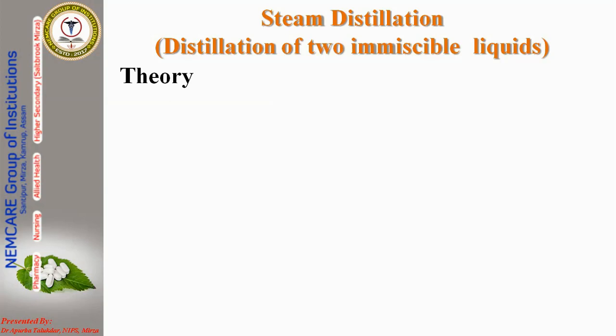Coming next is steam distillation. It is also called distillation of two immiscible liquids. In fractional distillation, we discussed the distillation of miscible liquids, but when both the liquids are immiscible, we can use this process, called steam distillation, to separate that kind of liquid.